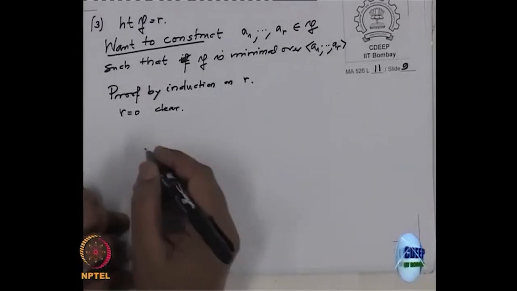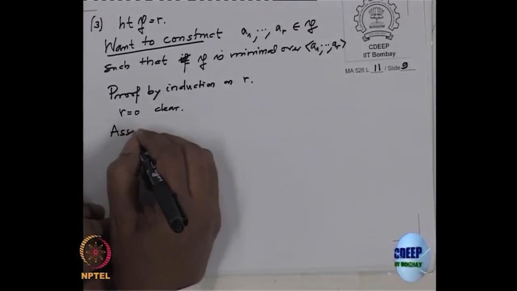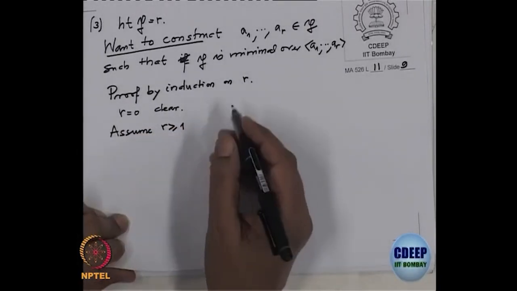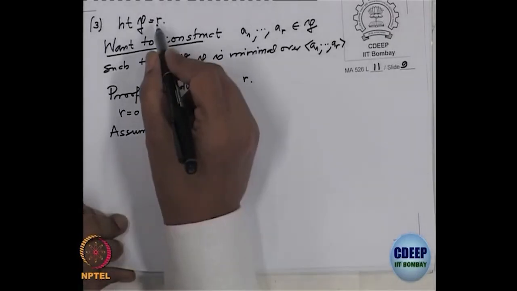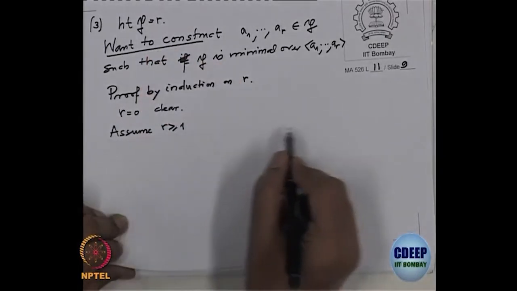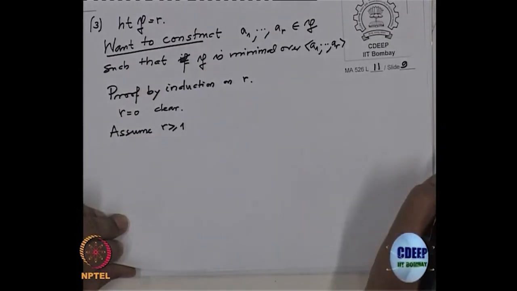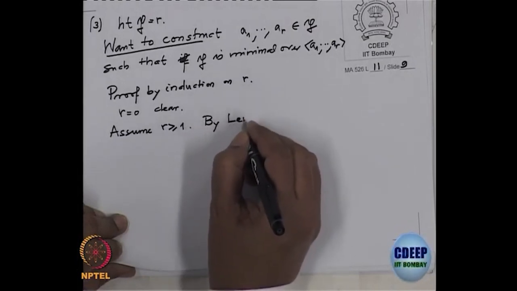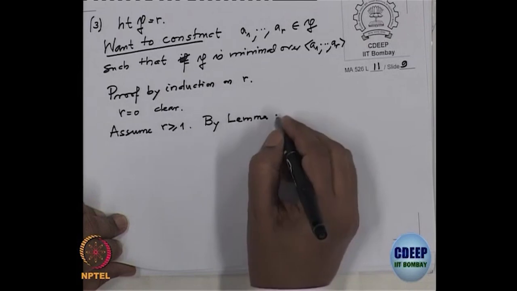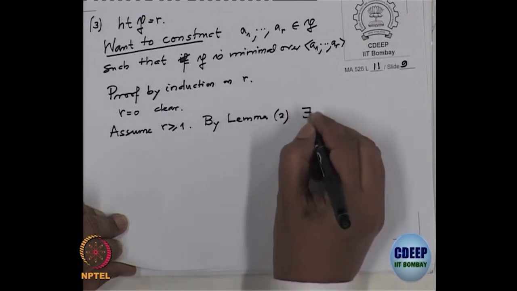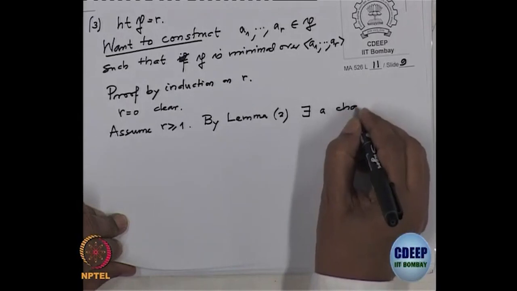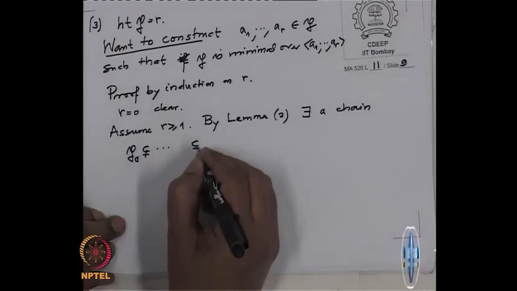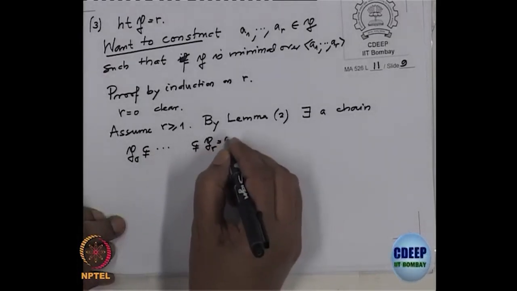So, assume R is at least 1 and choose, we know height is R, therefore, there is definitely a chain of length R which ends at P. So, by part 2 in the lemma, there exists a chain like this, P0 containing up to PR equal to P in Spec A.